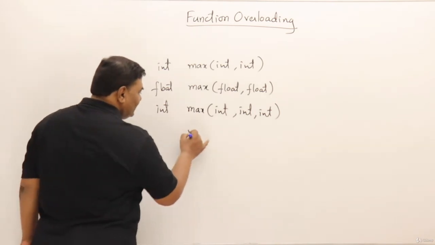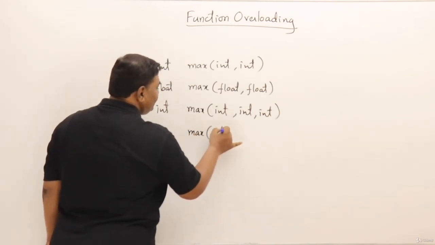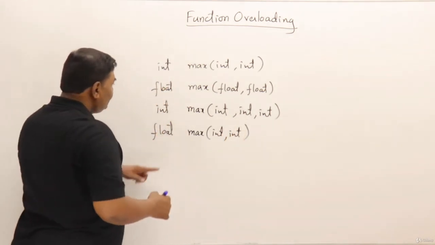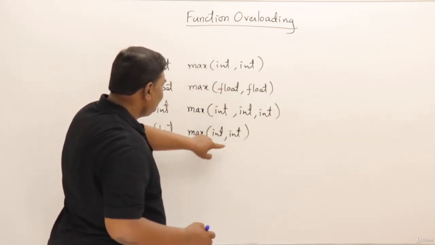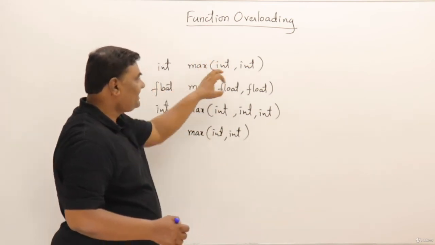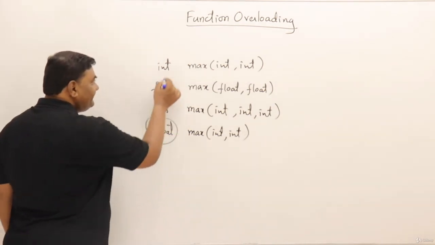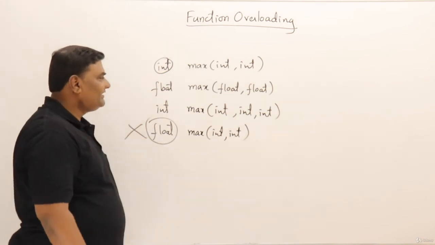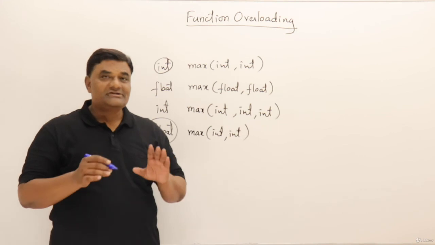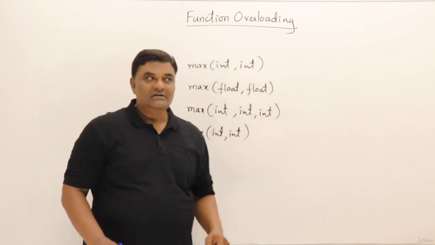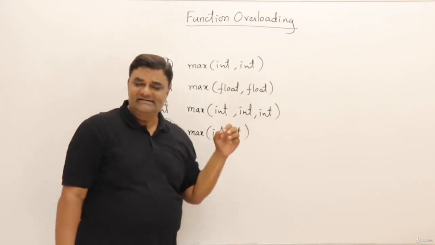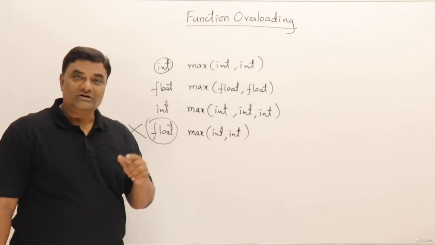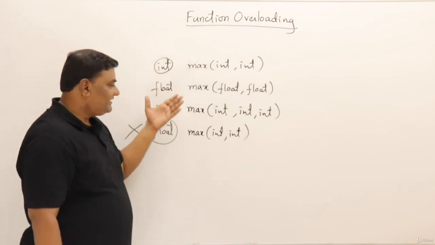Now I will write one more max function, taking 2 integers but returning float. So this is matching with this one. The data types of the parameters are the same and the number of parameters is also the same, but the return type is different. So are they different? No, this is a name conflict. It's the same function. So return type is never considered in function overloading. If the function names and parameters are exactly the same but the return type is different, they are not overloaded. It's a name conflict, meaning you are redefining the same function again.